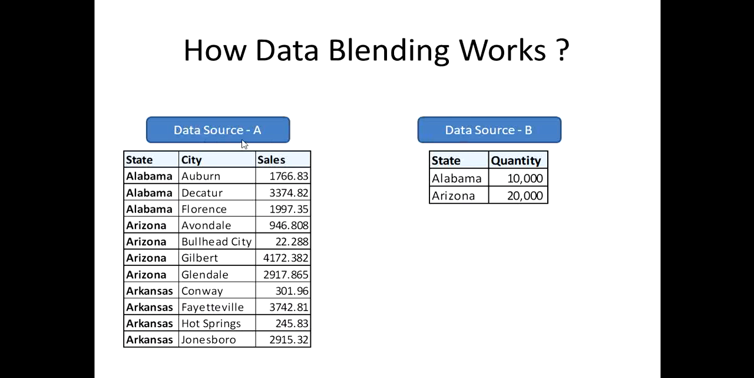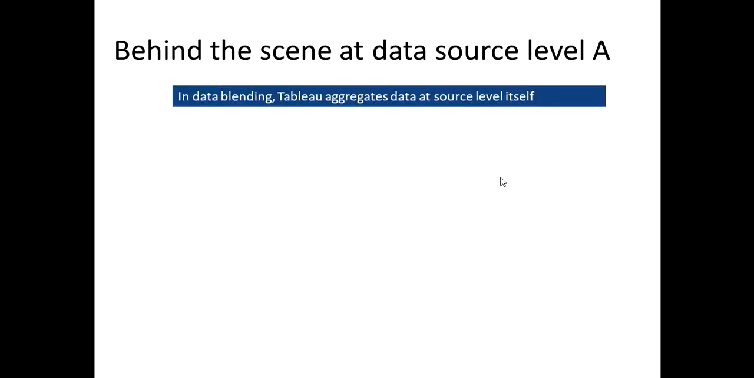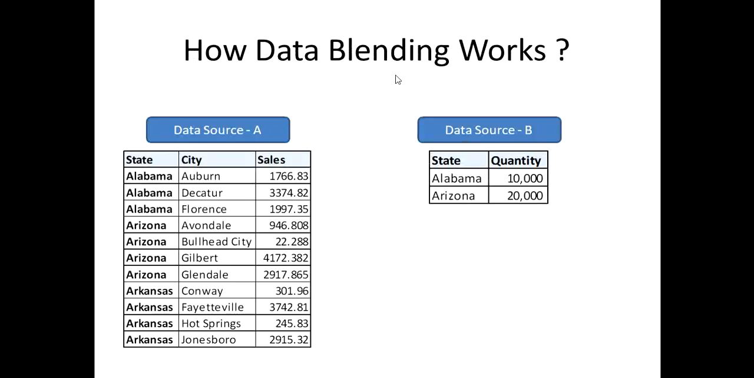So here I have data source A and you can see the table sitting at data source A and the table sitting at data source B. Now I'm going to blend these two data sources together. And how am I going to blend? Let us understand behind the scene. In data blending, aggregations first execute at source level before it goes and joins the two data sets. So this is my data source A.